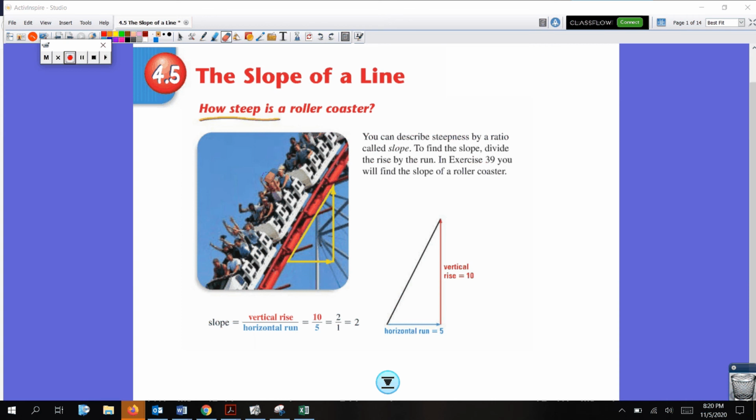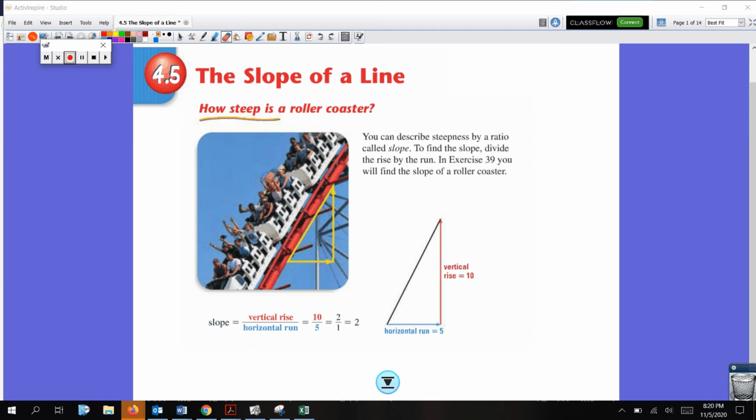All right, hey guys, we're talking today about section 4.5, the slope of a line. So this is a clip from your book, How Steep is a Roller Coaster? You can describe steepness by a ratio called slope. To find the slope, we divide the rise by the run. In exercise 39, you will find the slope of a roller coaster. So we'll see what happens when we get there.